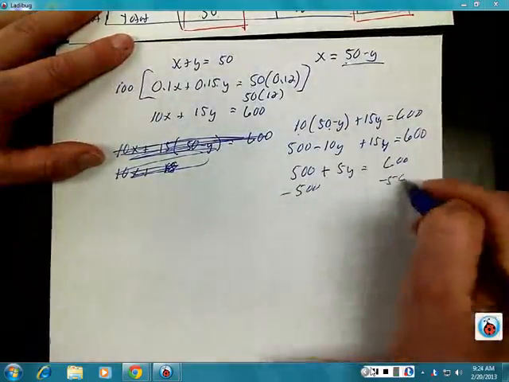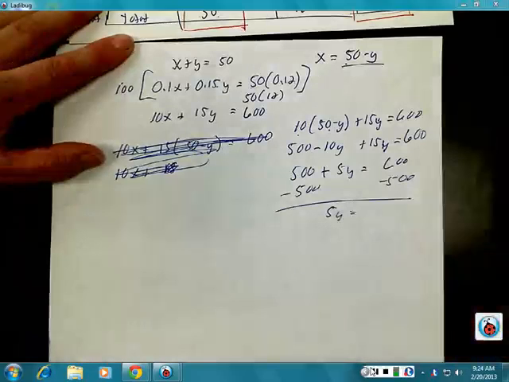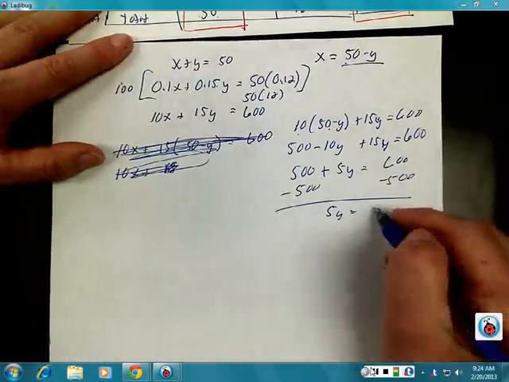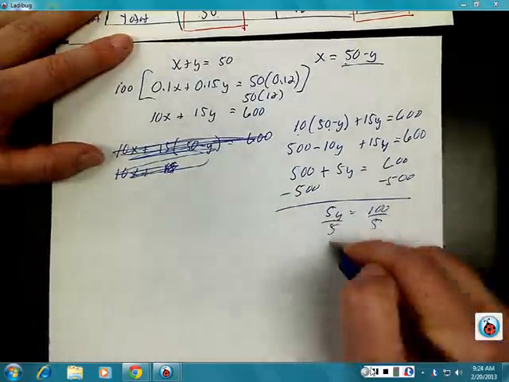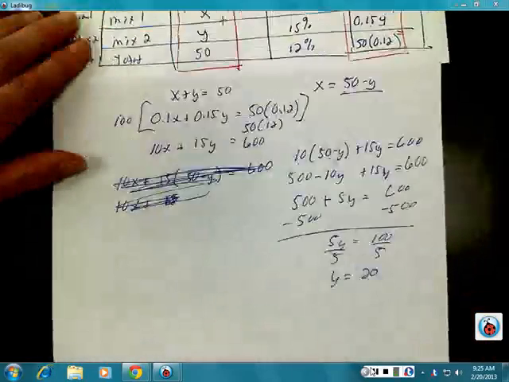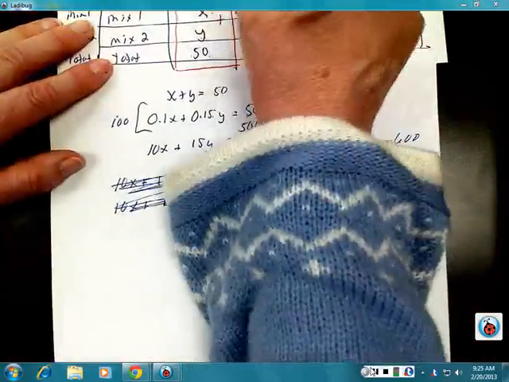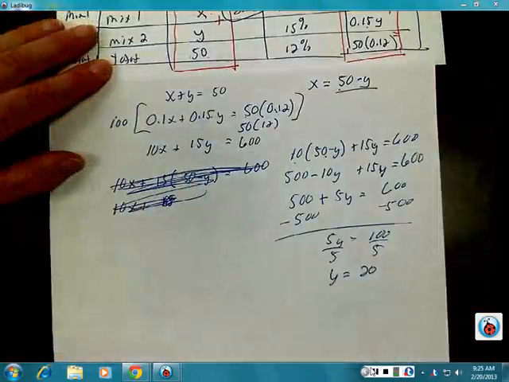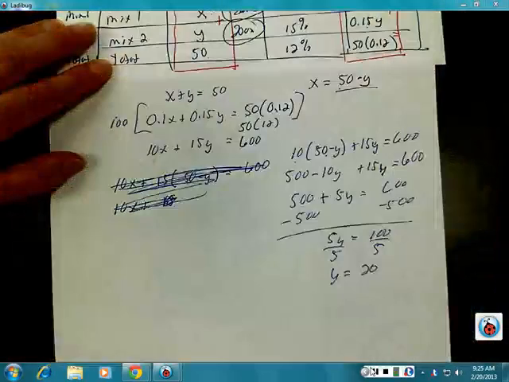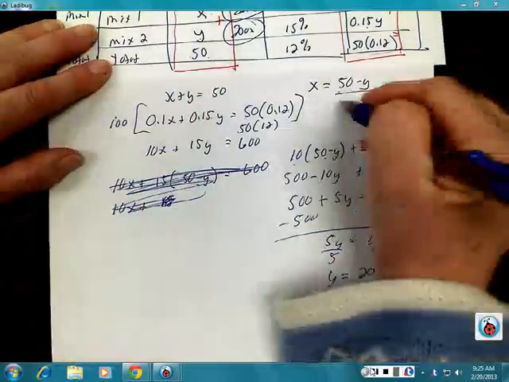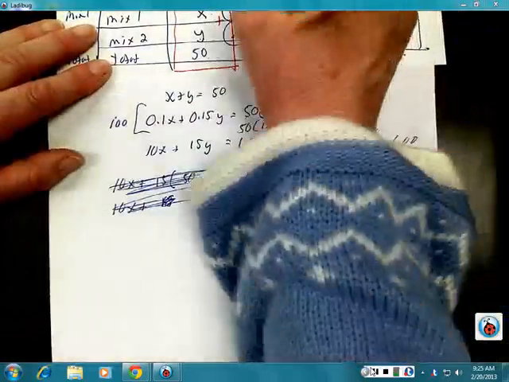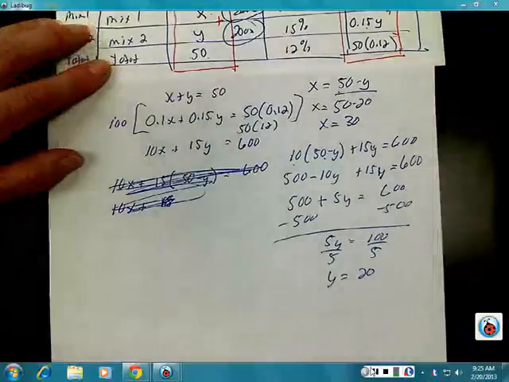Subtract 500. And I get 5y is equal to 100. Divide by 5, and I find y is 20. So I would need 20 ounces of mix 2. And what do I need of mix 1? So 50 minus 20. So x is equal to 30. So I need 30 ounces of mix 1.